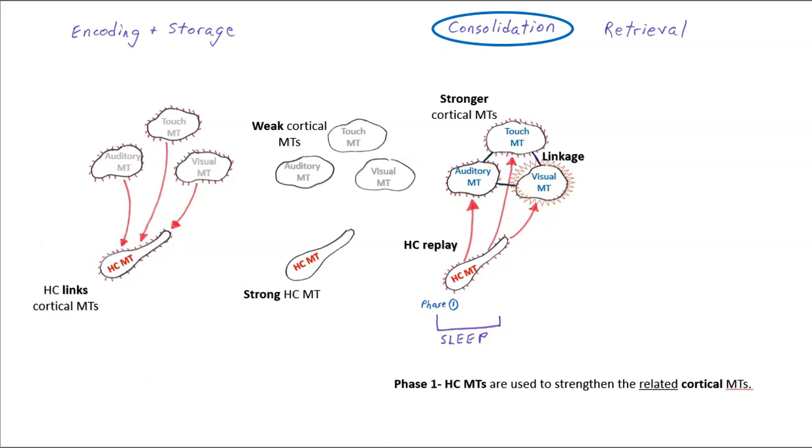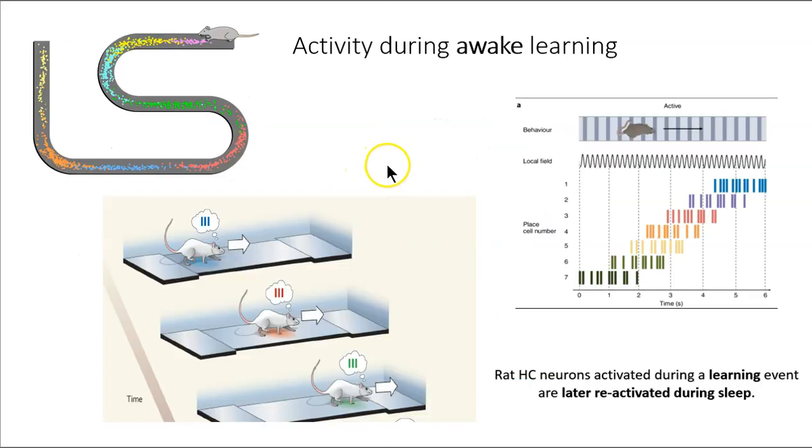So this is phase one, we'll say, of sleep, where we're doing memory consolidation. We're strengthening those cortical memory traces. Now, what's the evidence for this? Well, there have been really interesting studies with rats. So here's a rat up here on the left, and let's say it's going through some kind of maze or something. Maybe it's going to learn that there's food at the end or whatever.